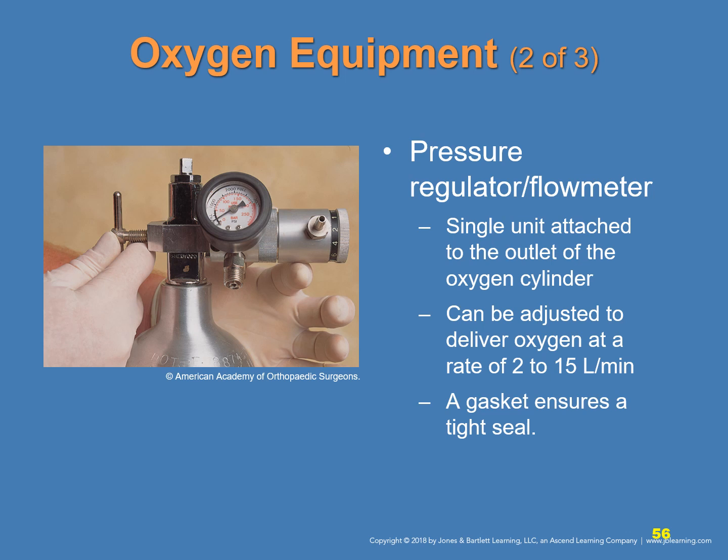Pressure regulator and flow meter. The regulator and the flow meter are a single unit attached to the outlet of the oxygen cylinder. Once the pressure has been reduced, you can adjust the flow meter to deliver oxygen at a rate of 2 to 15 liters per minute. A gasket between the cylinder and the pressure regulator flow meter ensures a tight seal and maintains the high pressure inside the cylinder.